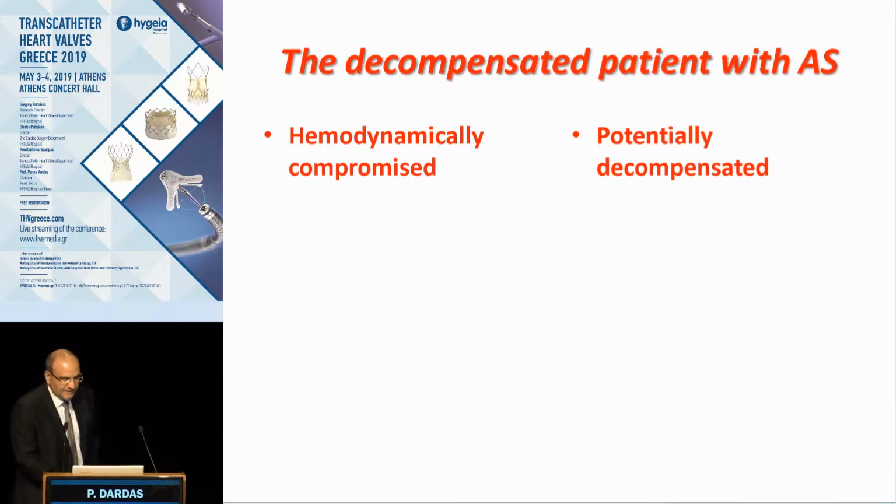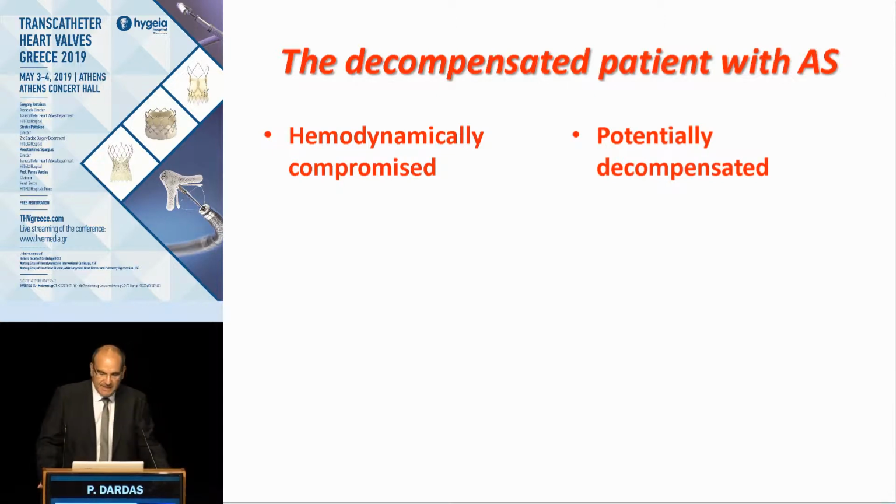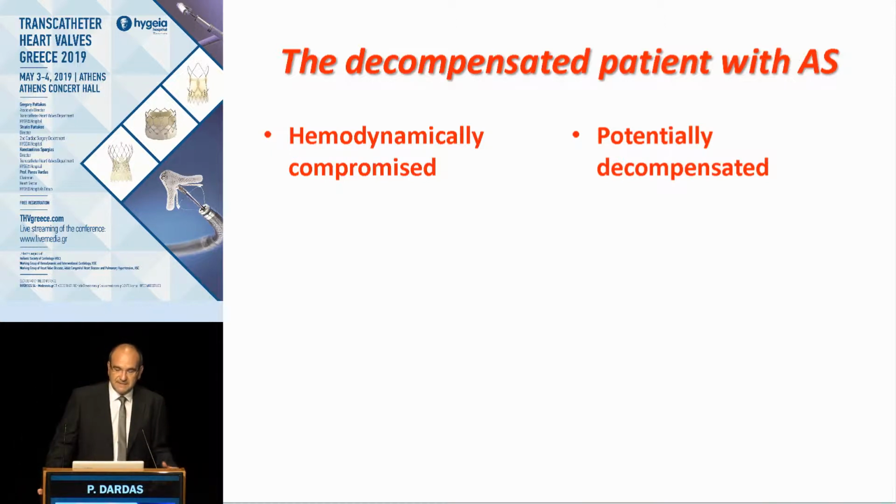When we're dealing with decompensated patients with aortic stenosis, we have to divide into two categories. One is the truly hemodynamically compromised patient, the patient who comes down to the cath lab with low blood pressure and severely compromised. And the other category is the patients who can be potentially decompensated. The patients who come in a stable condition, but they've got risk factors and they can decompensate.